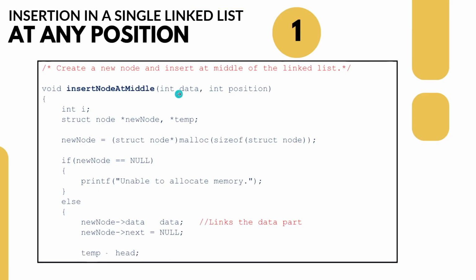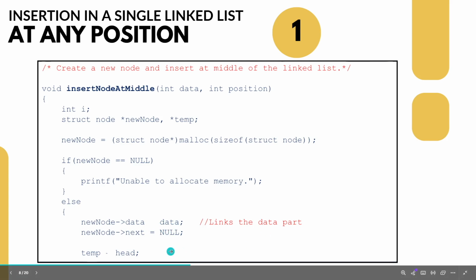So here we get two inputs. One is the data to be added to the list, and the other one is the position. And just as in insertion at front and last, we first invoke malloc and allocate memory for the node. Then we check whether allocation was successful or not, and initially we put the data in the data part of the node, and we put null in the address part of the node. And we know we are going to start our traversal, so we initialize temp to point to head, which is the first node in the list.